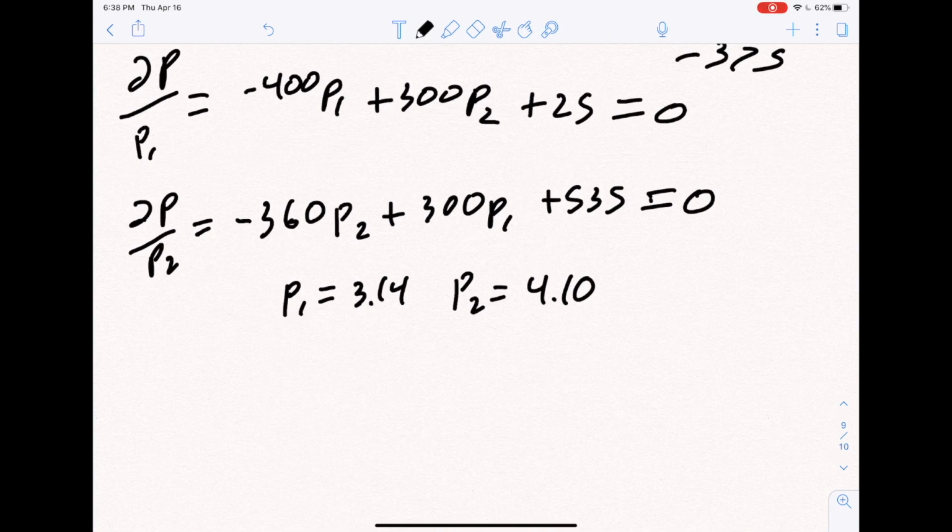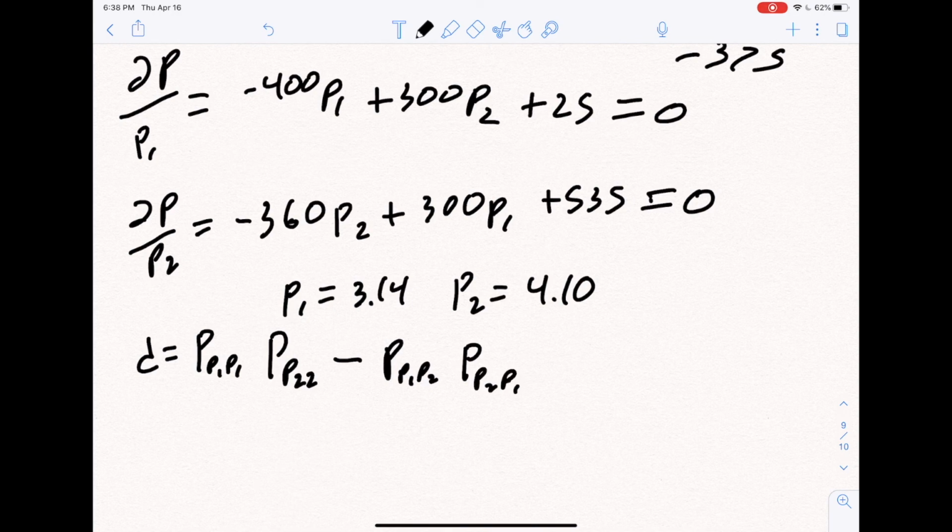So now what we want to do is use the second partial derivative test to figure out if this is a relative maximum or a relative minimum. Let's recall D is going to be equivalent to P_p1p1 times P_p2p2 minus P_p1p2 times P_p2p1. There are a lot of P's going on right now, but this capital P is the profit function. The subscript p1 p1 means the second derivative of the profit function, both derivatives with respect to p1, and similarly for the rest.